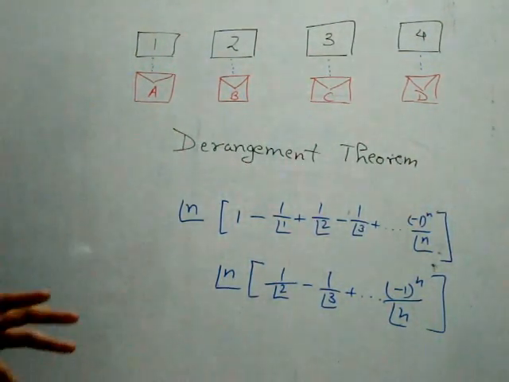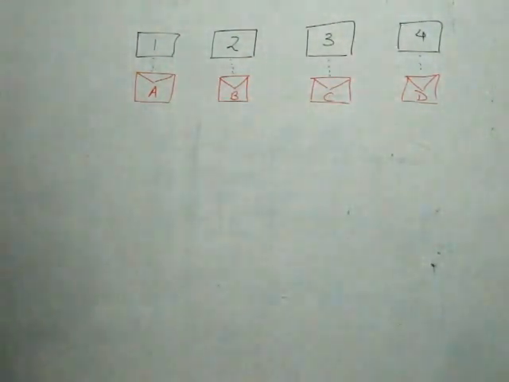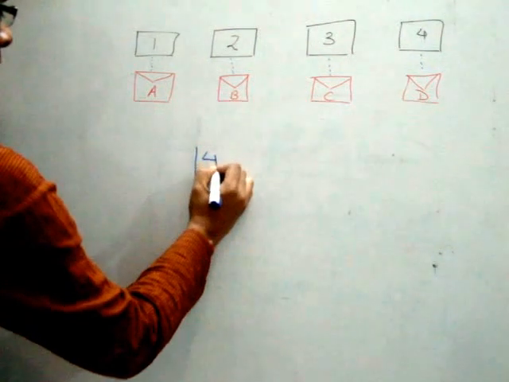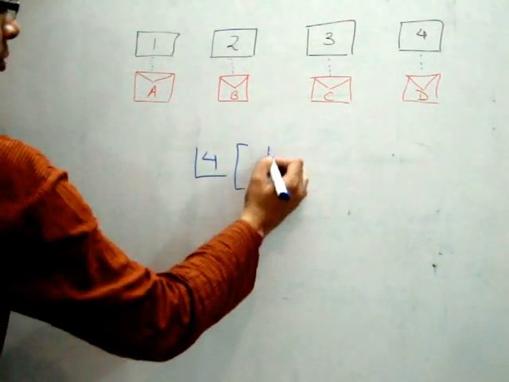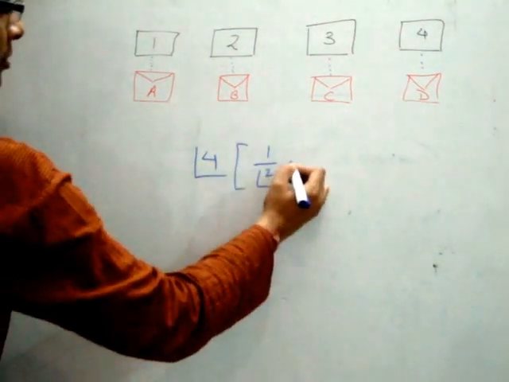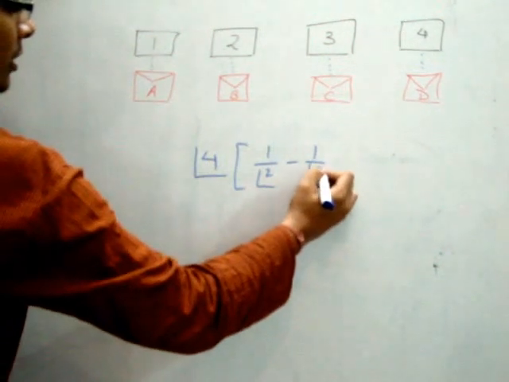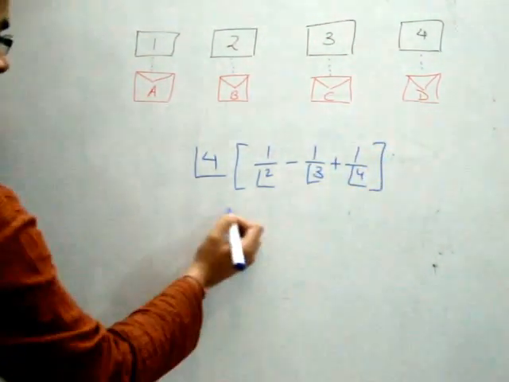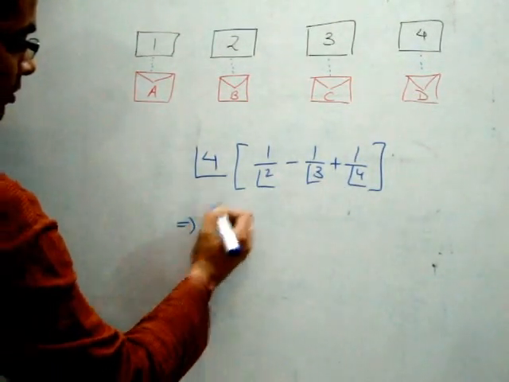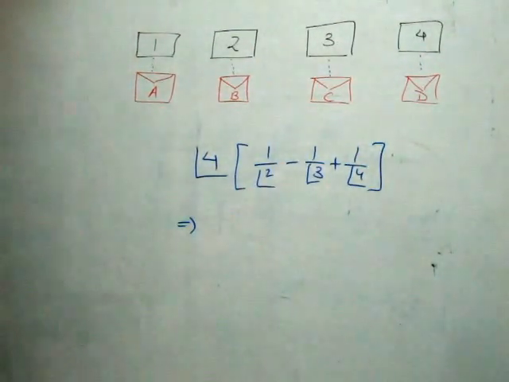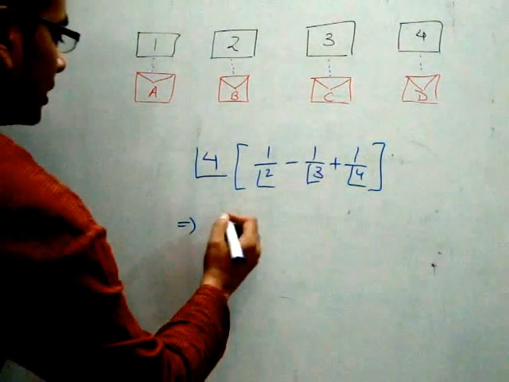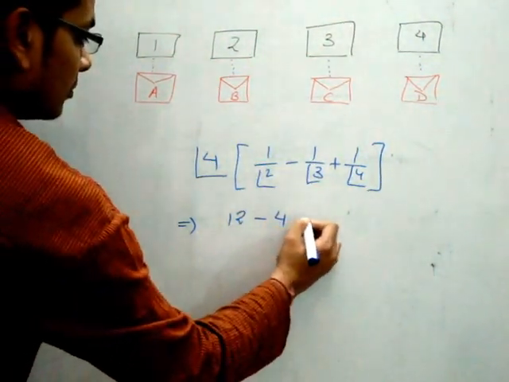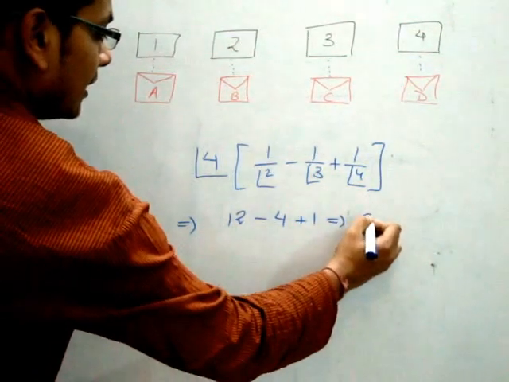Okay, so if we try to use the derangement theorem here, n will be 4, so we have to write factorial 4 into 1 upon factorial 2 minus 1 upon factorial 3 plus 1 upon factorial 4, which actually brings it to factorial 4 upon 2, that is 4 into 3, that is 12, minus 4 plus 1, that gives us 9.